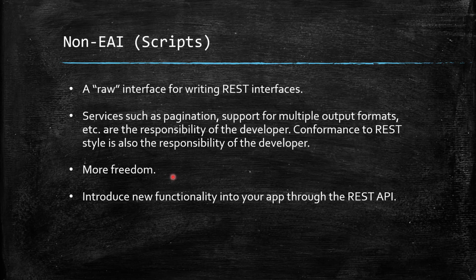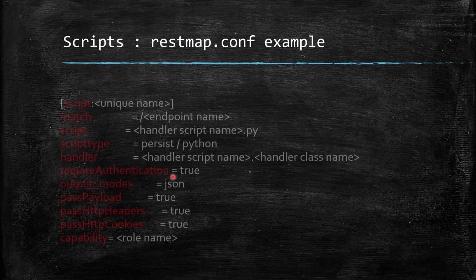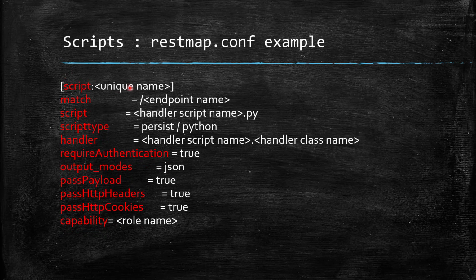Now how to identify the script based handlers in restmap.conf. There will be a stanza called script, then a unique name over here, through which you will identify this is a script based one. And it has similar configurations like match, where you'll be giving the endpoint name, and the script name, basically which Python script is handling this request. Now script type, this is the way you can create a persistent or non-persistent one, because when you give the script type as persist, then it will become a persistent handler. Otherwise, if you give the script type as Python, it will become a non-persistent handler.